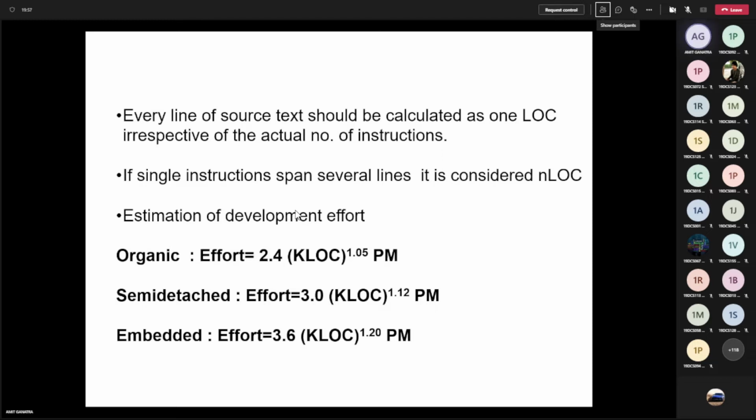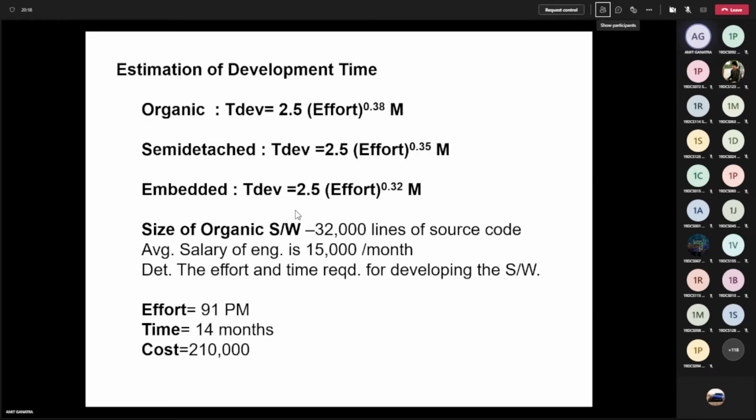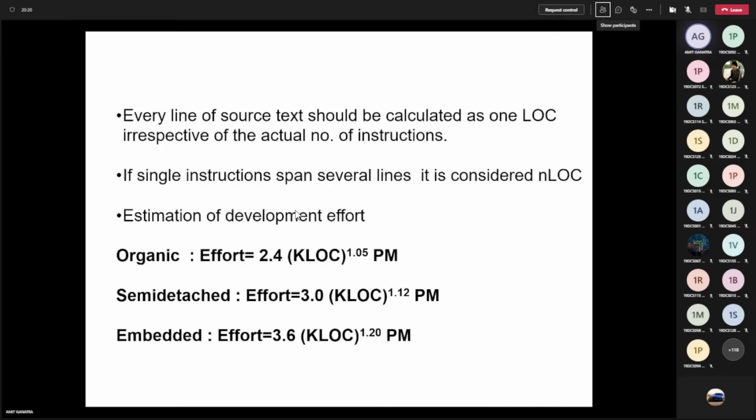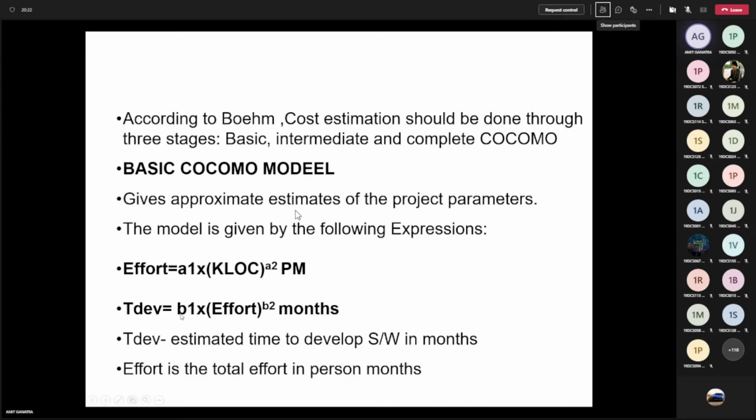So 3 equations for effort for 3 different categories of software. So Boehm has classified the total number of software in the world into 3 categories, right? For data processing applications, organic type. Any utility program in between hardware and software, then semi-detached. And those which are tightly coupled with hardware, then it is embedded. Same way for the development time, there are 3 equations. So again, the general template you can see, development time is B1 into effort, the effort you are calculating from here, raised to B2, and the unit is months.